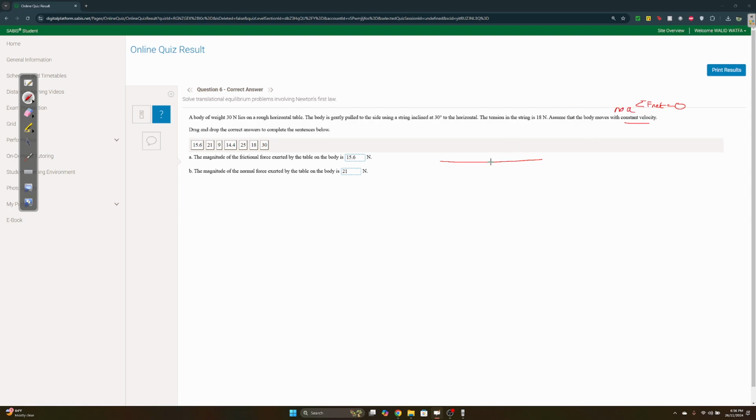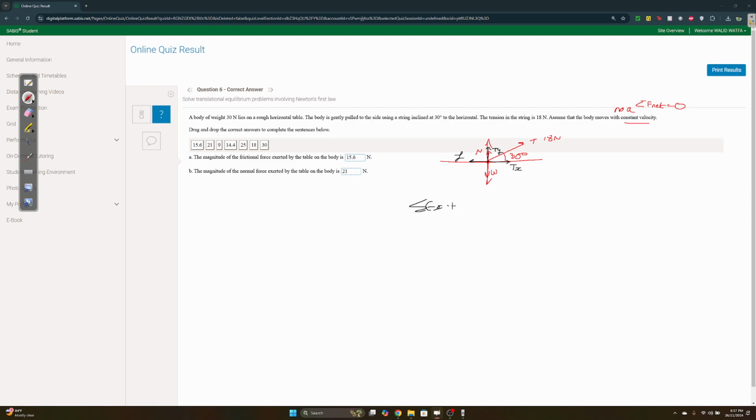Okay, we're gonna draw the FBD quickly, but it's very easy. You have the weight obviously acting downwards, and you have the tension, 18 newtons, they said it makes 30 degrees. You surely have the normal. Okay, the magnitude of the friction exerted by the table on the body, and they want the magnitude of the normal. So I'm gonna start, of course, we're putting friction to the right, let's resolve this T into Tx and Ty. Okay, let's see.